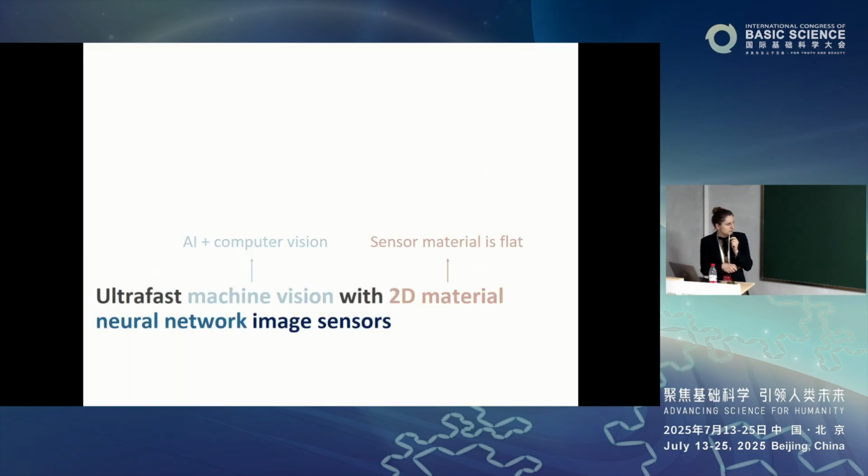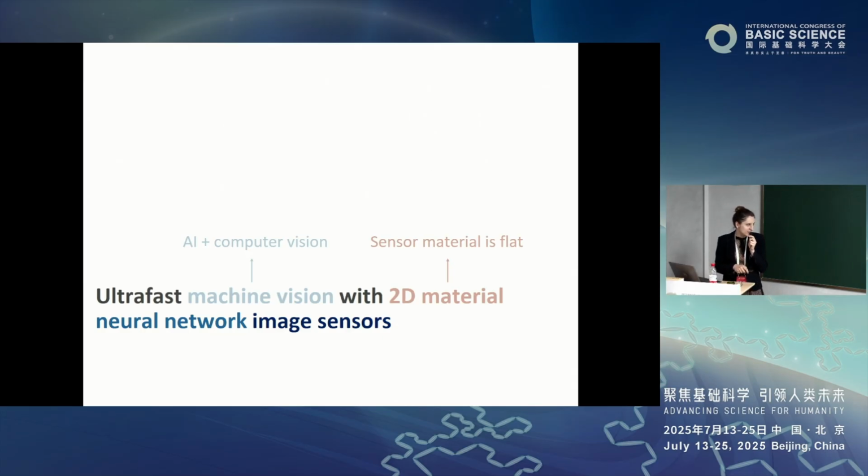All right, so maybe let's start with understanding the title, because I know it's a lot of buzzwords, a lot of words that sell, but it's actually all true. So it is a machine vision. So machine vision is basically AI with images. So it's trying to reproduce the human eye with machines.